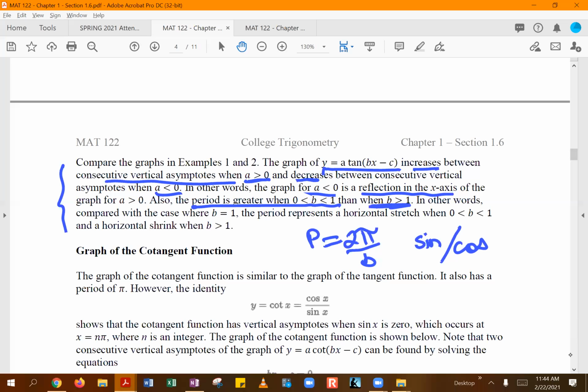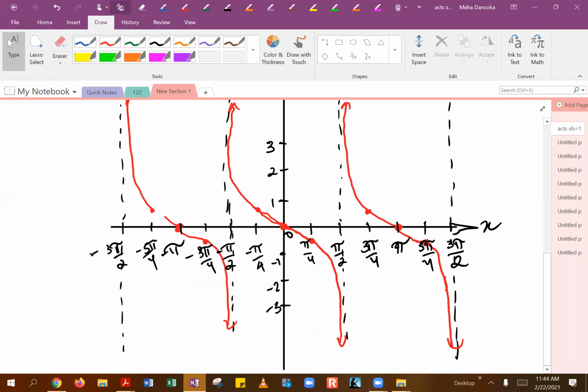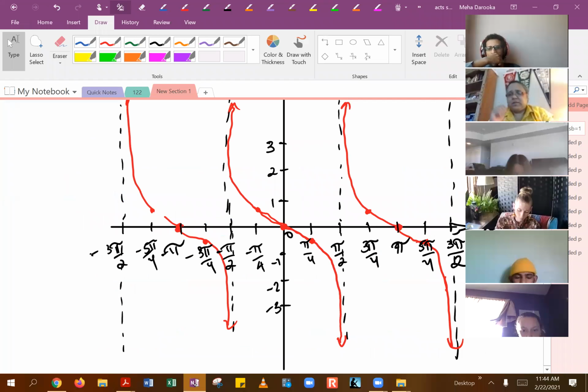When b value is going to be greater than 1, then your period will be smaller. So just a little comparison in terms of how the b function affects your graph. You can also think about those in terms of horizontal stretch or horizontal shrink. So I wanted to see if you guys had any question on this number 16 over here.